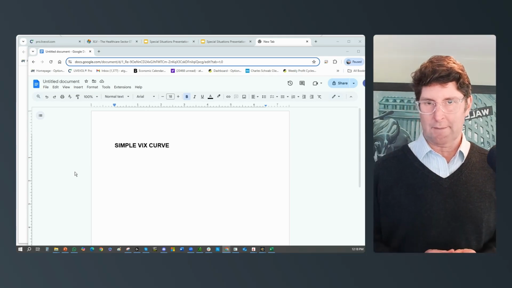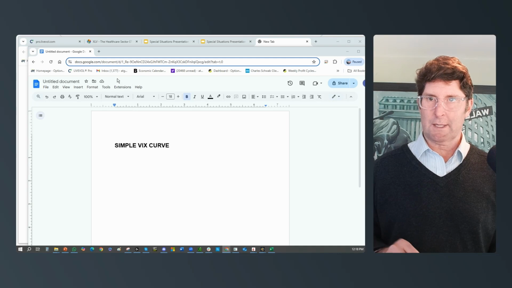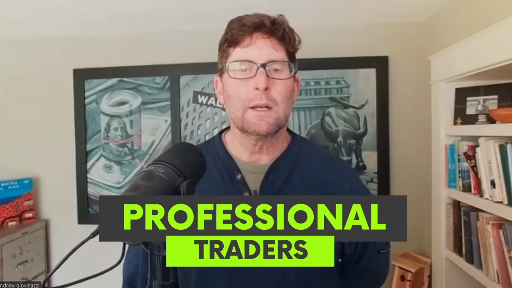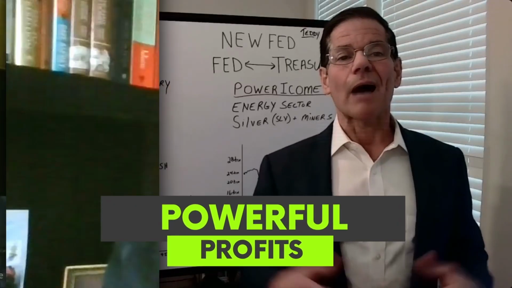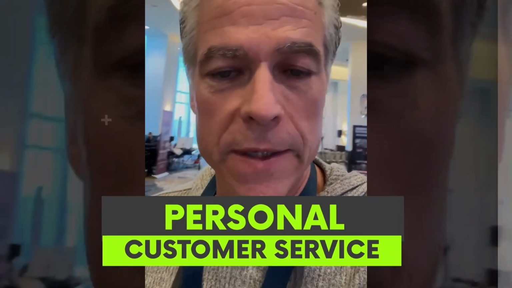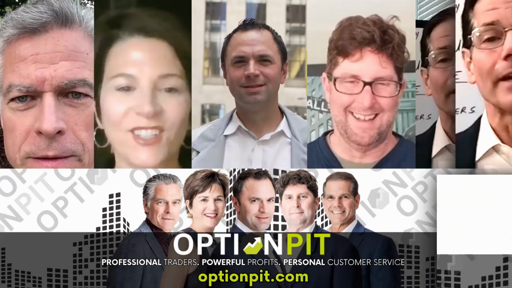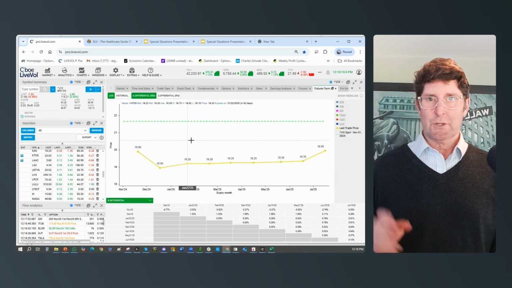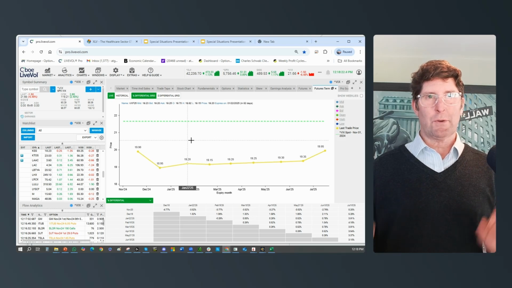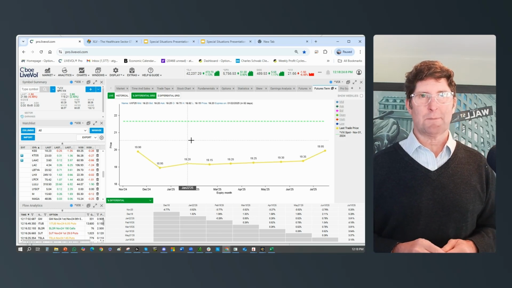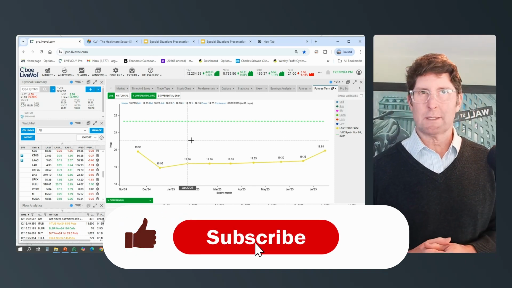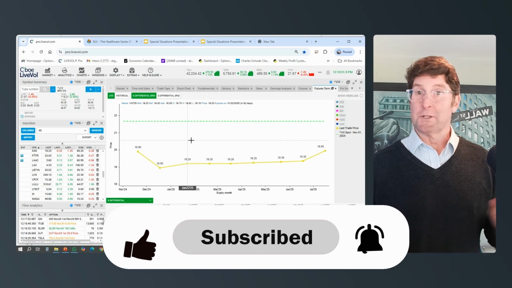We're going to do a little simple VIX curve today. So, first off, what is the VIX? Well, let's just get a curve going. So VIX is the 30-day forward volatility in the SPX between 23 and 37 days for options that have a bid.